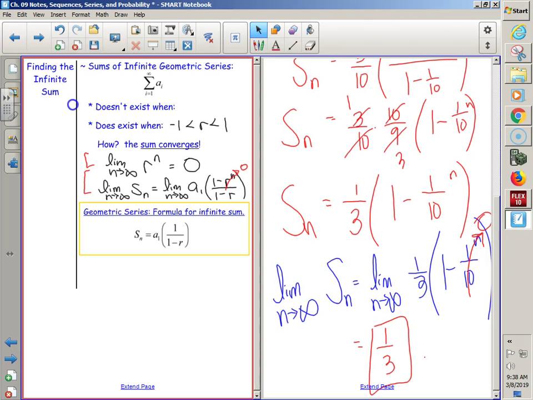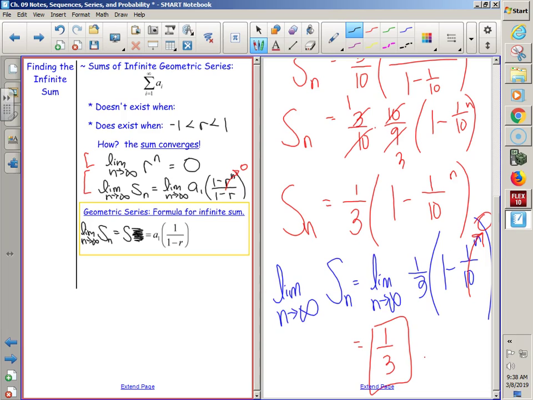However, this formula, I'm actually going to take away the s sub n, because s sub n says nth partial sum. This is not a partial sum. This is an entire sum. I'm going to make it an actual s, and I'm going to write the limit as n goes to infinity of s sub n. This formula only works if the sum exists.